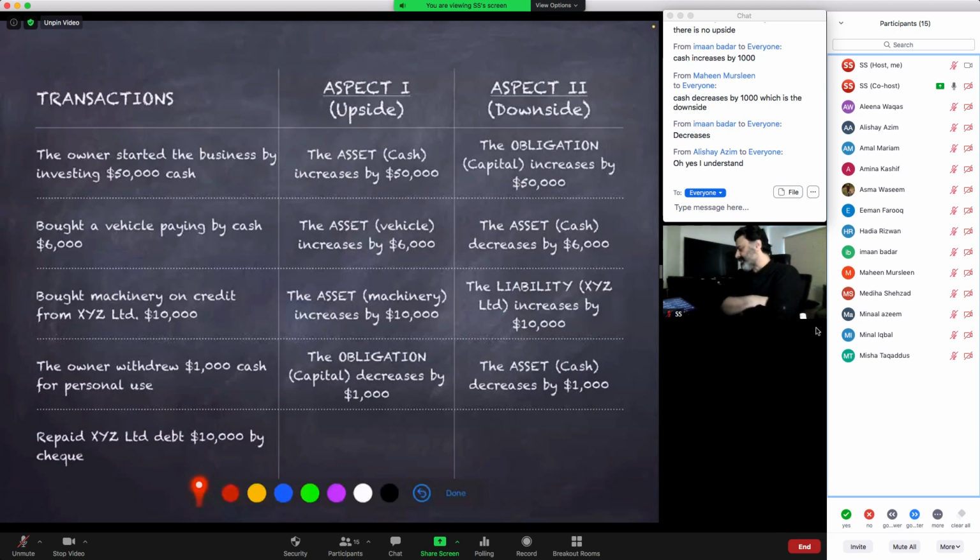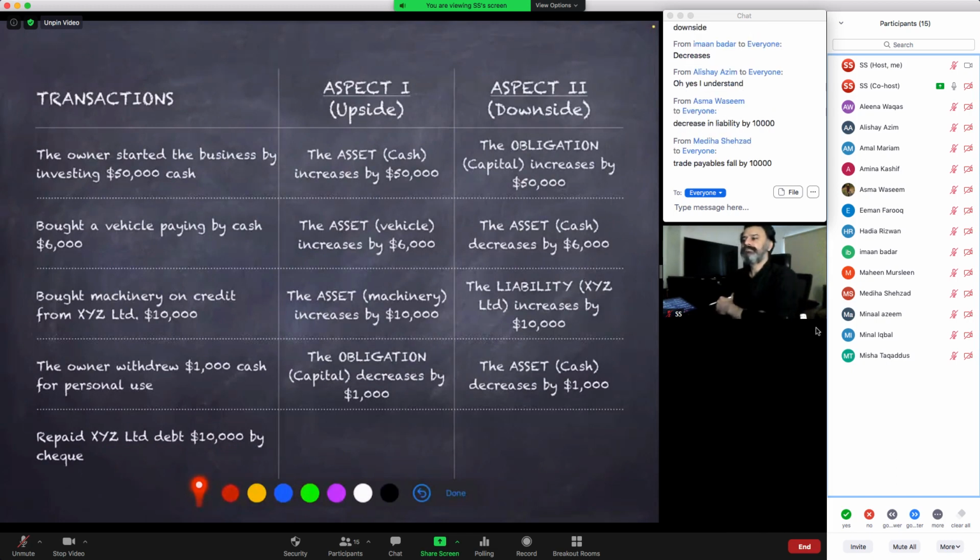Repaid XYZ Limited's debt $10,000 by check. We are talking about the same transaction here. Sorry, this one. We bought machinery on credit from XYZ Limited earlier on, and the same XYZ Limited is what we owed earlier on, and now we are settling our debt by $10,000 check. So what is the upside? Decrease in the liability. Excellent. Trade payables falls. Excellent, Madiha.